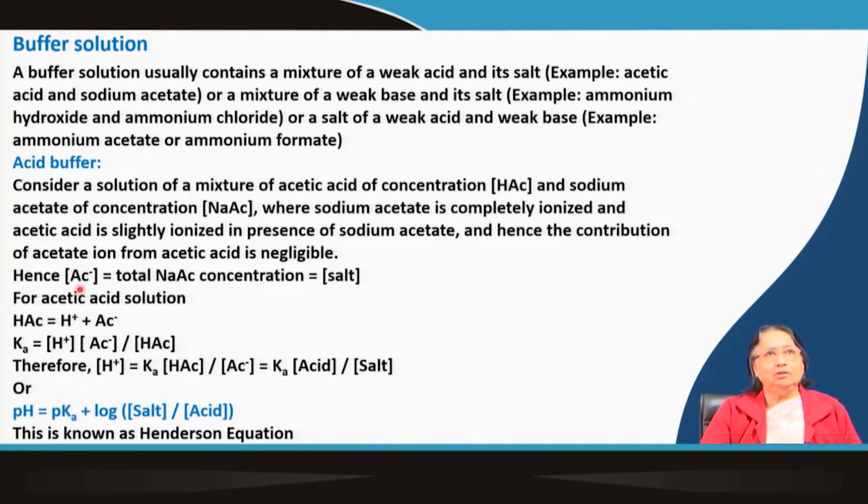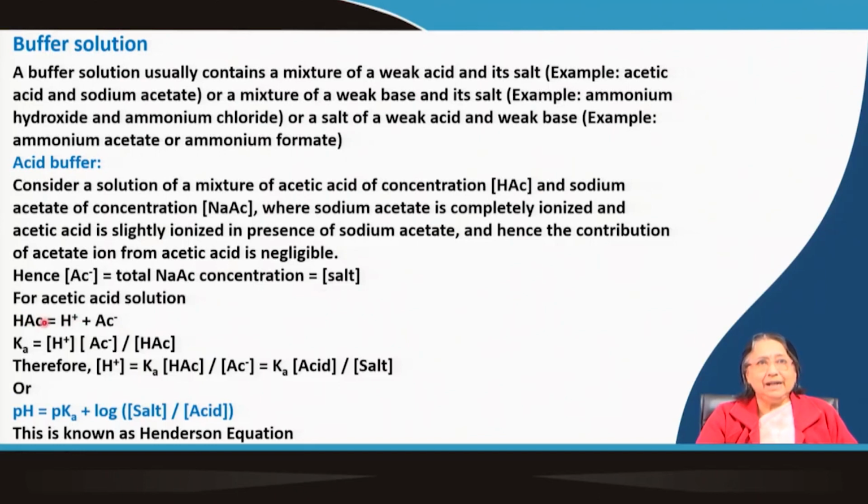Hence, for the acetate ion present in the mixture of acetic acid and sodium acetate, we can tell that the acetate ion concentration in the solution is the total sodium acetate concentration, because the dissociation of acetic acid is very small compared to the dissociation of sodium acetate. Sodium acetate is fully dissociated, so most of the contribution comes from sodium acetate. We can write that the acetate ion concentration is nothing but the concentration of the salt.